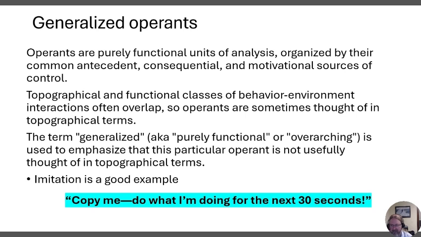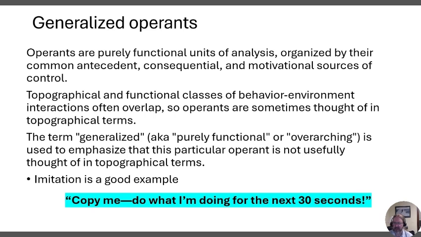But then there are some kinds of operant behaviors that really don't have any particular kinds of topographies. So we would call them generalized operants, purely functional operants, overarching operants, to really emphasize that there isn't anything useful about the topography that we can point to. A good example would be imitation behavior. We know what it means when we say, imitate me, but we can't really specify what kind of topographies that's going to look like, right?